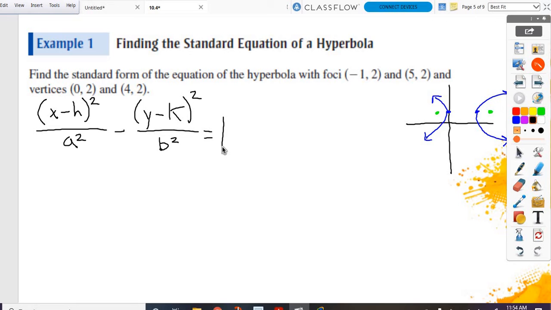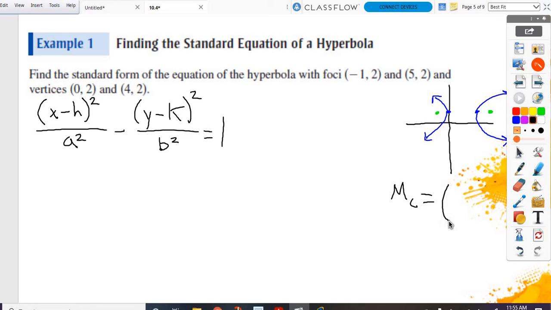Yes, we could find the center. So we need to know our center right before we start finding anything else, because our a's and our b's depend upon our center, yes? So how could we find our center? Not the distance formula, but the midpoint formula, because remember that our center has to be in the middle of which two points? The vertices. Just make sure that I use both my foci or both my vertices. It doesn't matter which one. Just don't use one vertex and one focus. That won't give us anything.